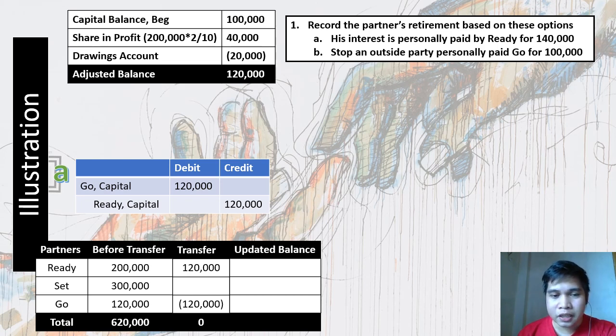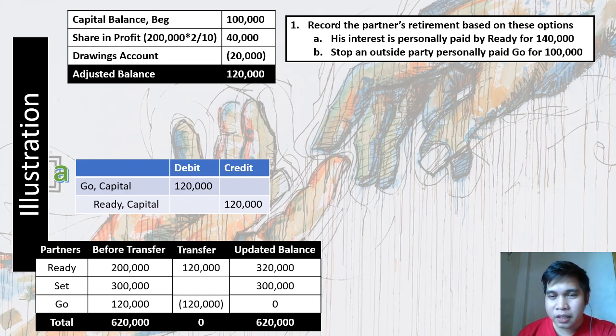So the updated balance after the transfer will be Reddy 320,000 then kay Seth 300,000. Kay Go wala na kasi nga binenta niya yung interest niya kay Reddy. So the total capital balance still 620,000 pesos.